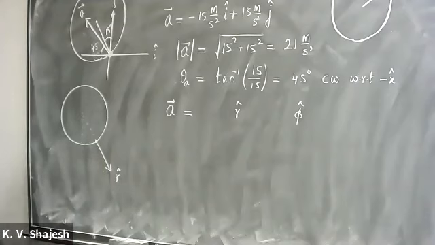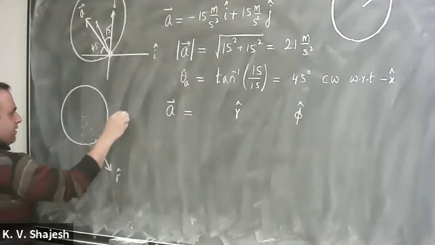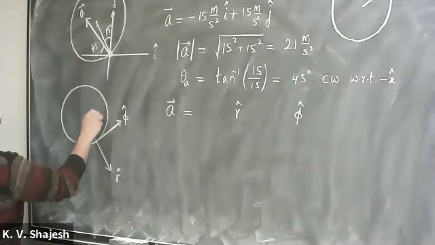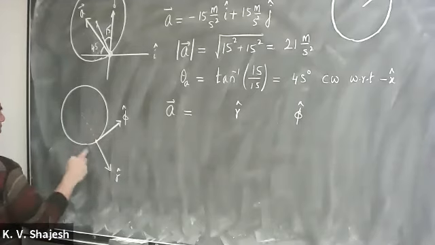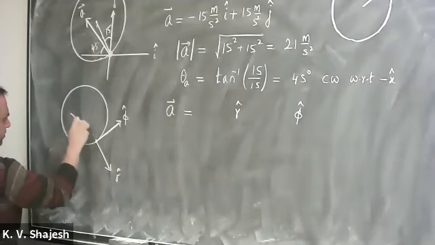Right at that instant. Where is my phi hat? That's my phi hat. And I need to write this vector. Where is my A here? A in this reference is somewhere here, right? That was 45 degrees, so that's somewhere here.